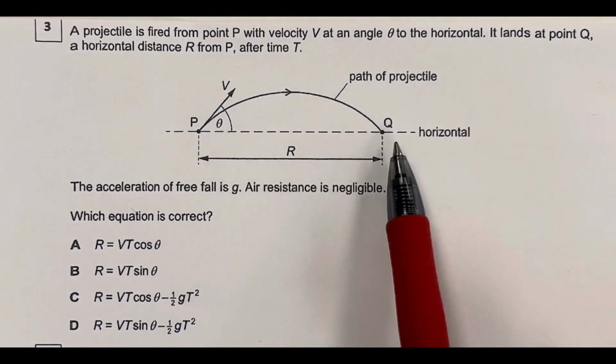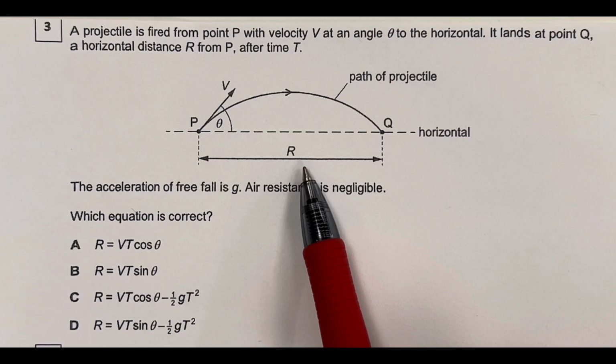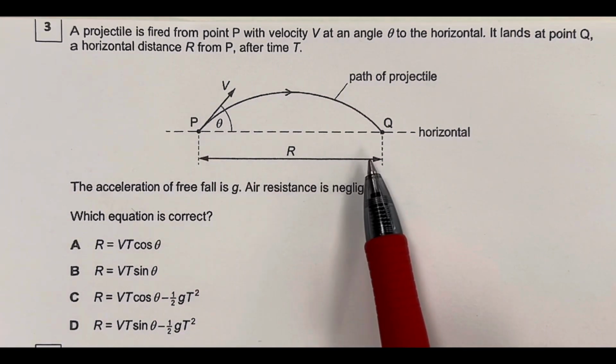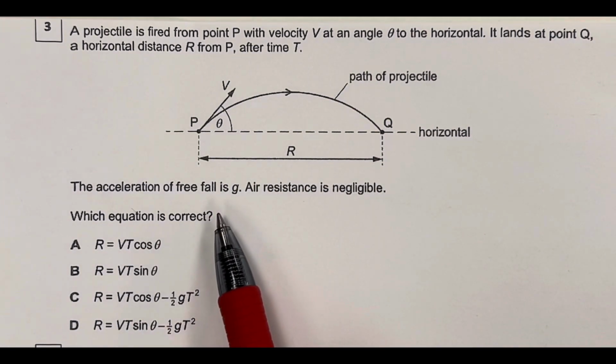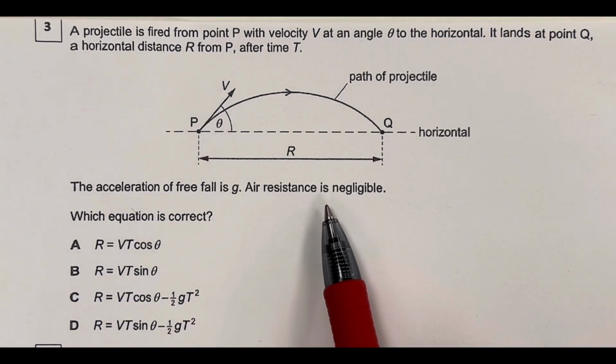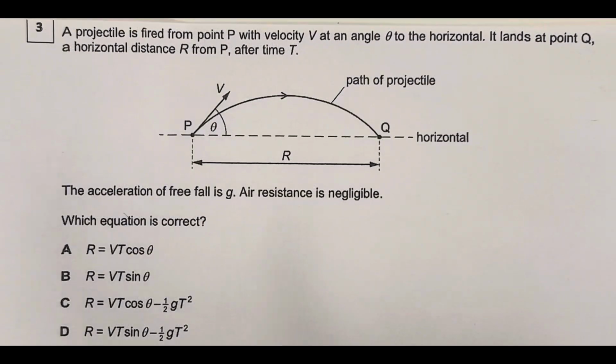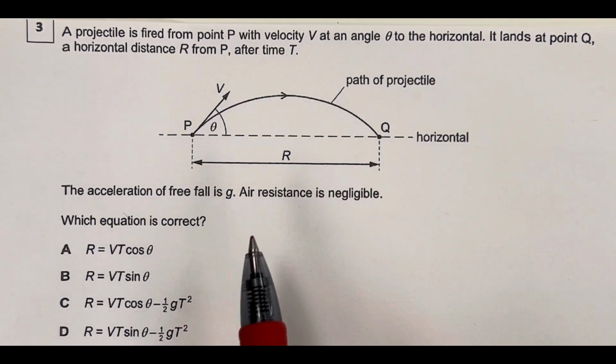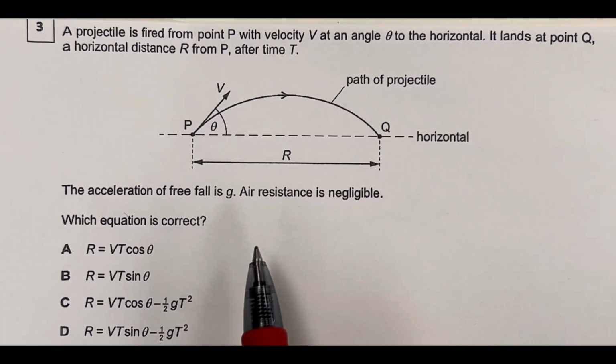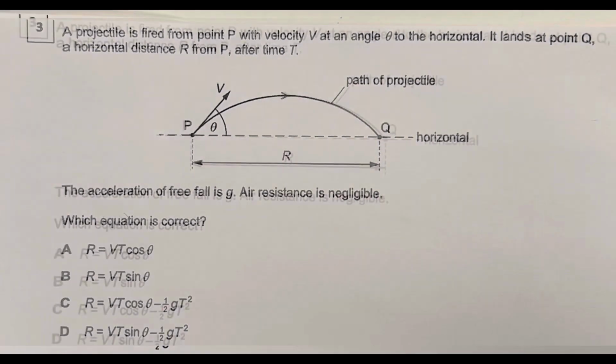It lands at point Q, a horizontal distance R from P after time T. The acceleration of free fall is G, air resistance is negligible. Which equation is correct? So I'm going to analyze this problem the same way that we do with projectile. But in this case, we don't have any numerical value. Everything is in letters. So let's see what we get.